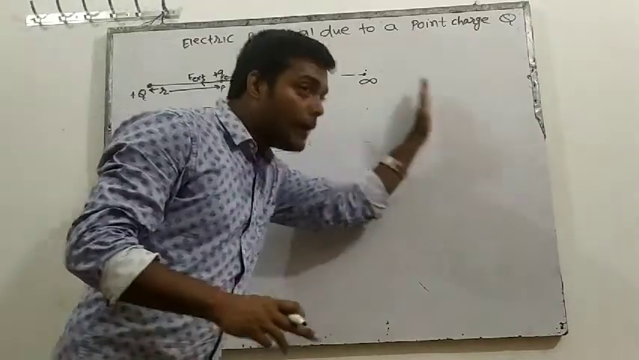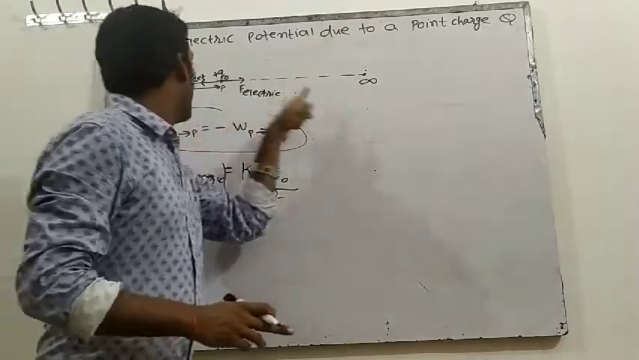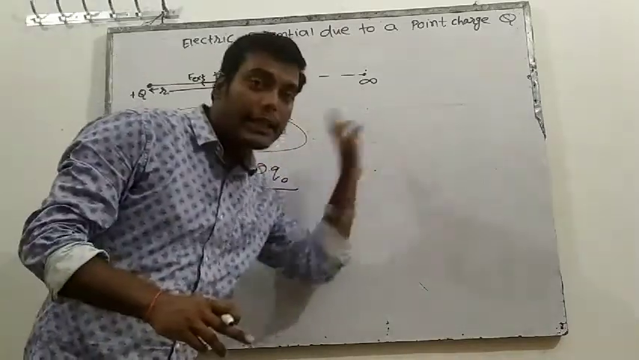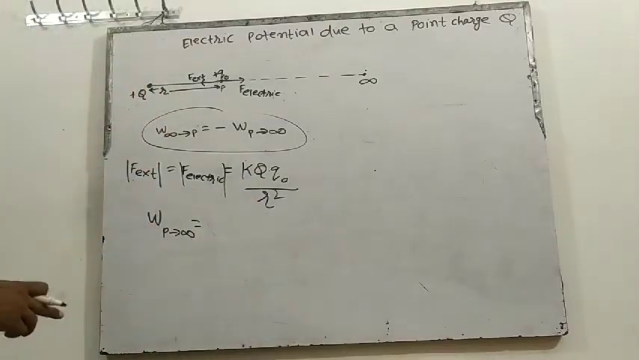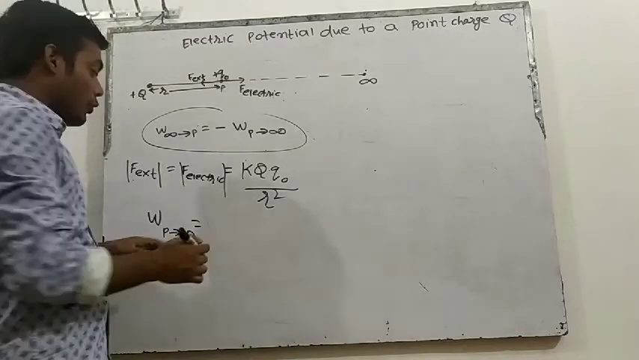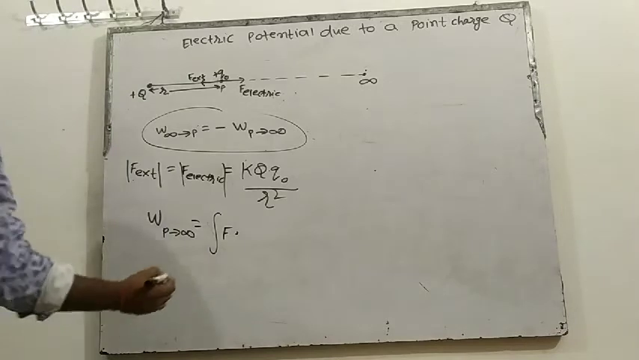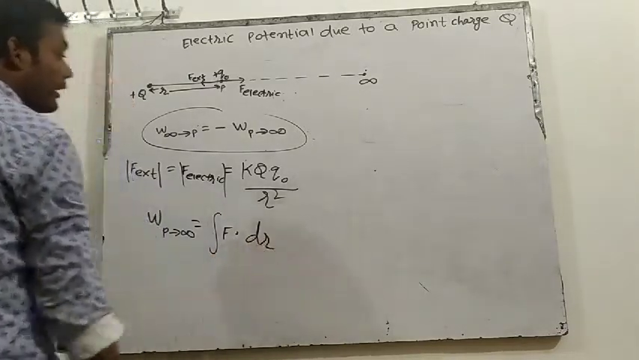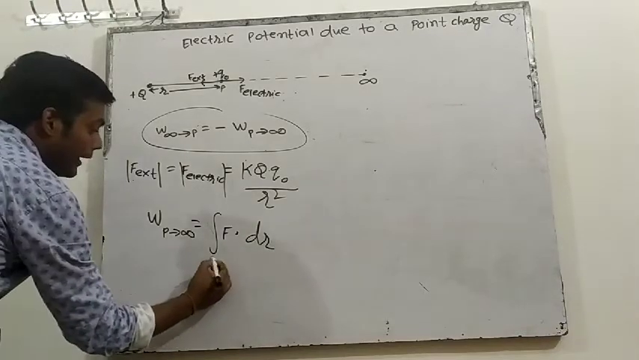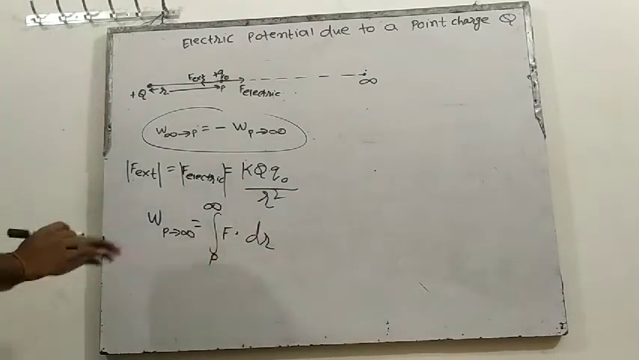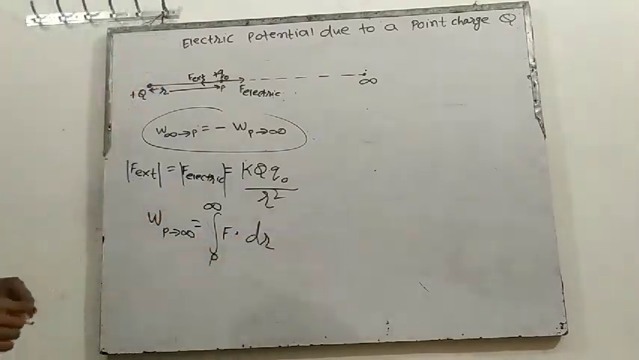So as we move in this direction, R is increasing from the source charge. So R is variable now. If R is variable, then force is variable. That means we can't simply do F dot S. So we have to integrate it, F dot dr. And R will go from which point to which point? R will go from P to infinity. We'll calculate the work from P to infinity.